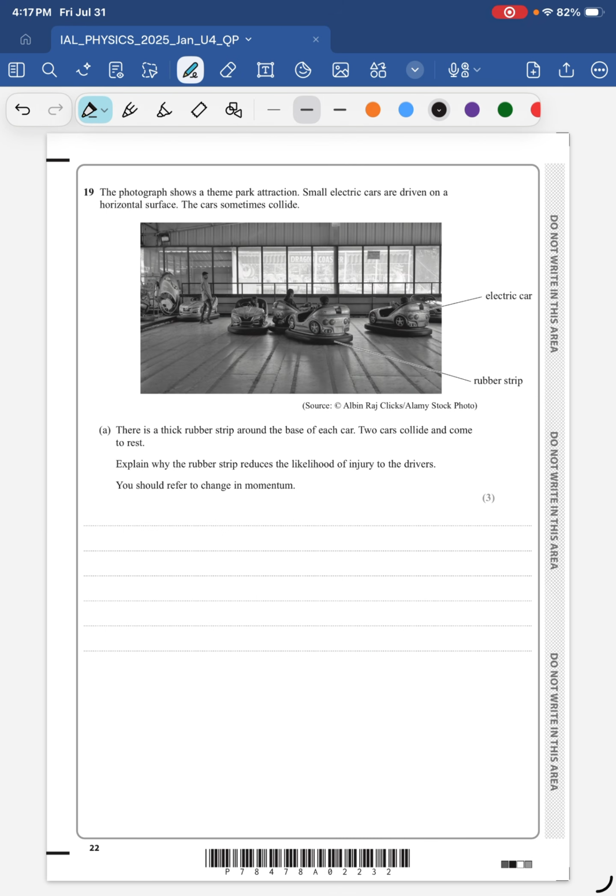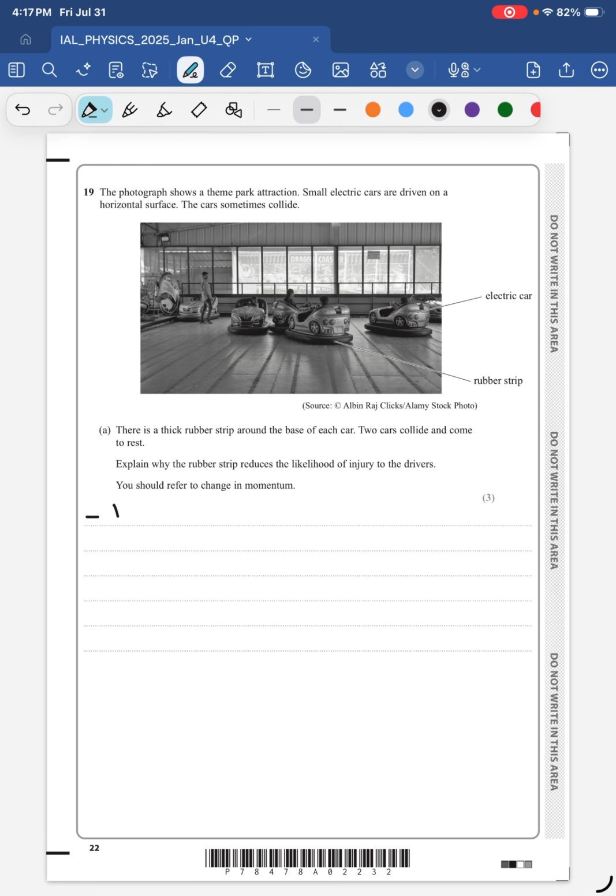Question 19. The photograph shows a theme park attraction. Small electric cars are driven on a horizontal surface. The cars sometimes collide. Question A: there is a thick rubber strip around the base of each car. Two cars collide and come to rest. Explain why the rubber strip reduces the likelihood of injury to the drivers. You should refer to change in momentum.